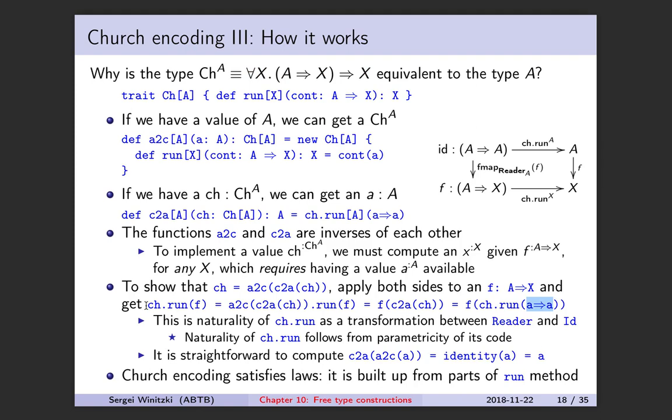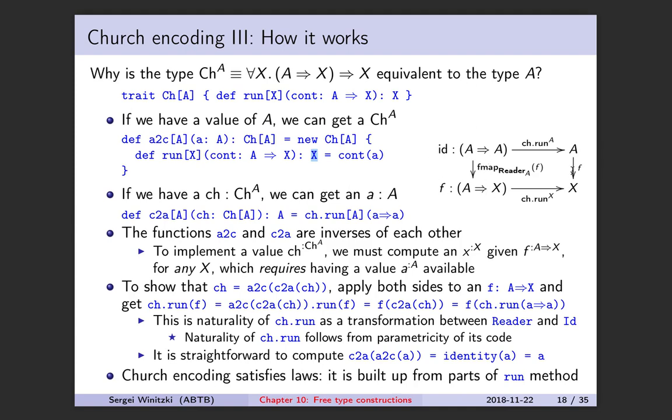But if we look carefully at this equation, so we are now required to prove that this is equal to that. Looking carefully at this equation, we find that this is the condition of naturality of the function ch.run as a transformation between the reader functor and the identity functor applied at type X. This is the naturality condition.